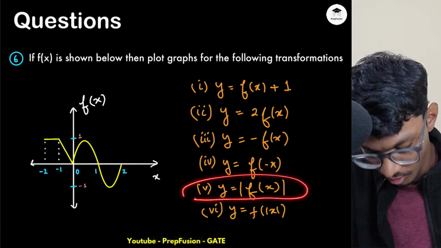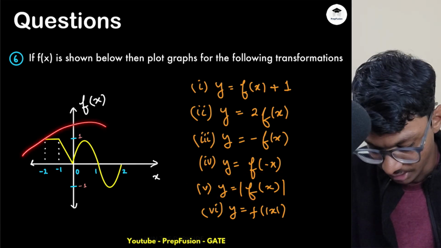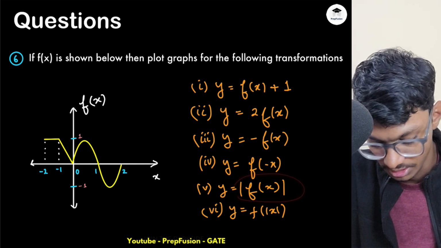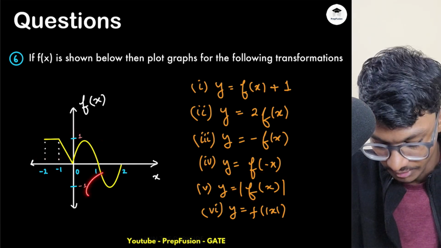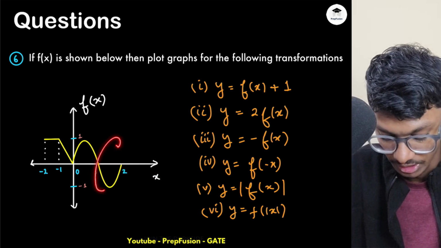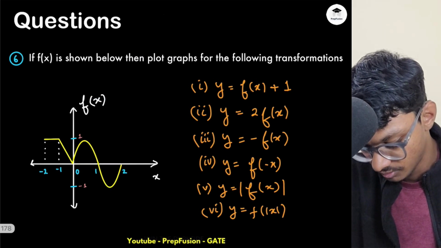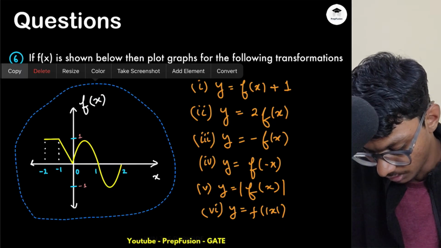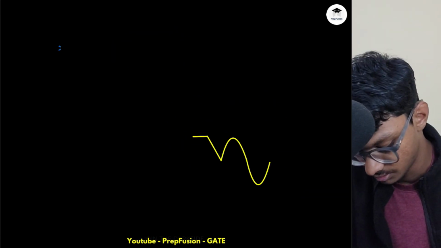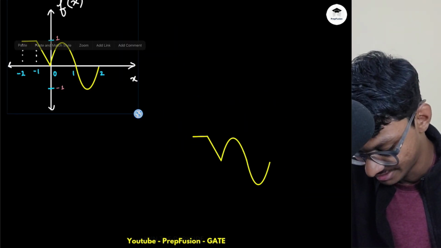So we are doing the mod of x. So whatever is positive will remain positive. Not mod of x, we are doing the mod of f of x. So whatever is positive will remain positive, but whatever is negative will just be flipped along the x-axis. So that will become positive only. So this thing will remain same only. Okay, just the negative part will become positive right now. Okay, this had no use actually.